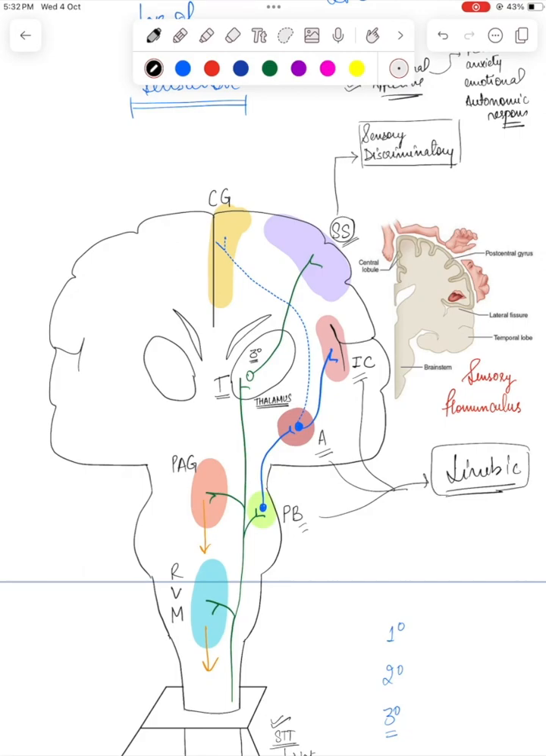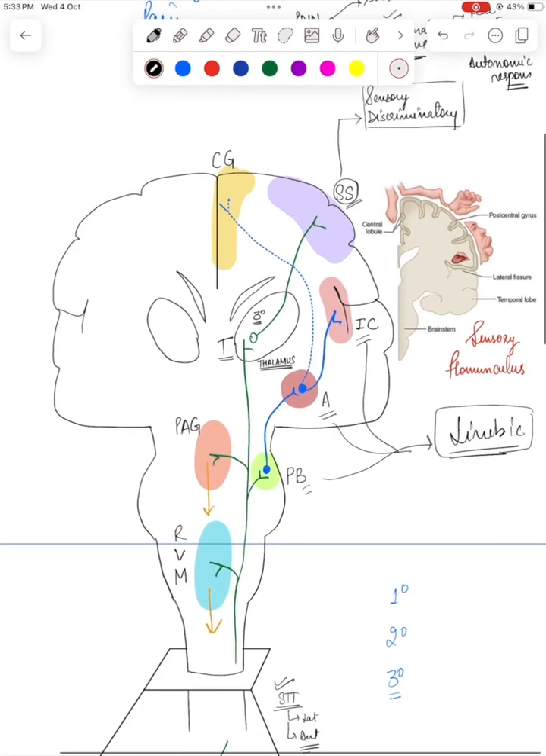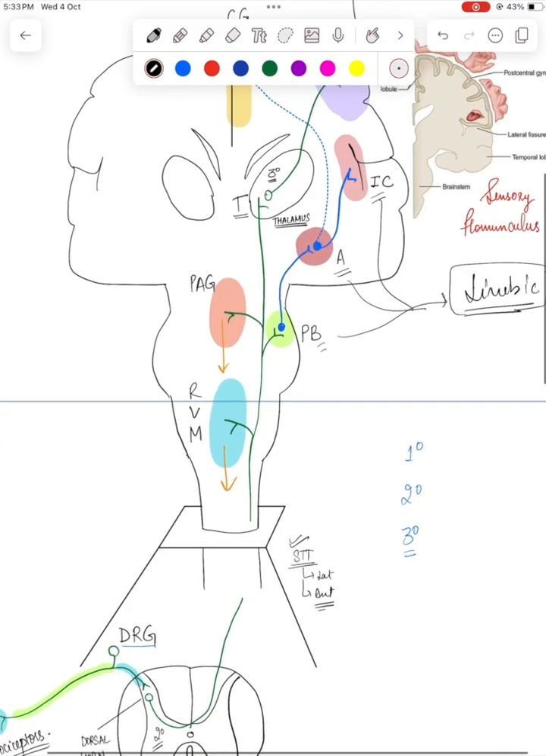for the associated symptoms. So, whenever the person experiences pain, they will not only know where exactly their painful stimulus is coming from, but they will also have certain associated emotional responses to pain, such as crying or anger or fear or anxiety, right? And will also have autonomic responses associated with it.